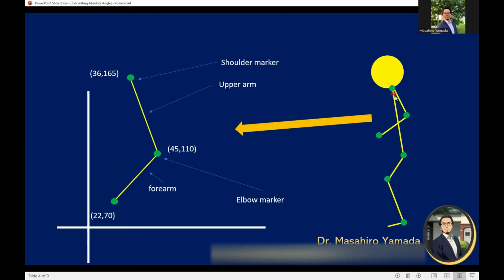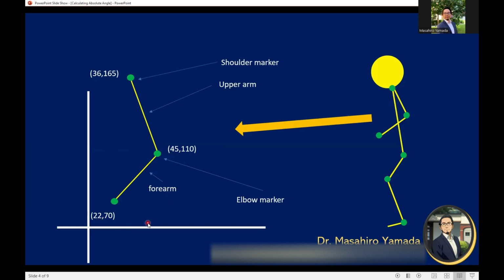If I magnify this arm, imagine that you have captured the shoulder, elbow, and wrist markers of this person running, and then we take a snapshot of it. This is the shoulder marker, elbow, wrist, and this line indicates the upper arm, and this line indicates the forearm. Here are the x and y coordinates of the shoulder marker, the elbow marker, 45 and 110, and the wrist marker, which is 22 and 70.